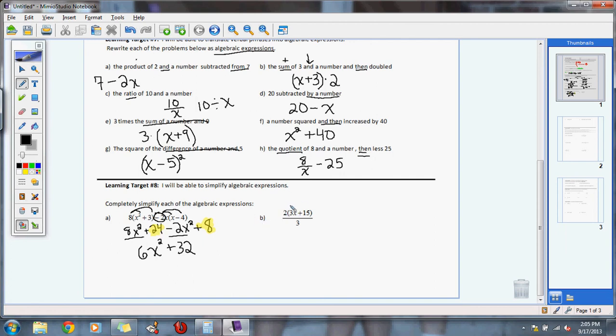There's a couple ways you can approach B. Probably the one I would suggest is to distribute first. So this is going to give you 6x plus 30 on top to get rid of those parentheses. And what we want to do at this point is to see if there's a number that can come out of everything. And we can clearly see that 3 comes out of all. 3 goes into 3 once, 3 goes into 6 twice, 3 goes into 30 10 times. So when you clean that up, it's actually just going to be 2x plus 10, and that's as simple as we can go on there.